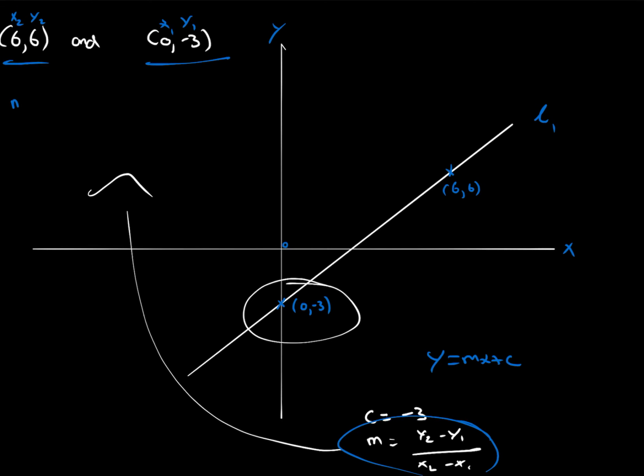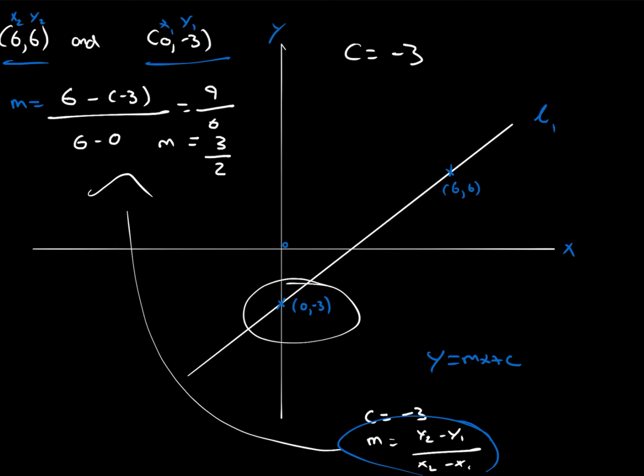So m is equal to 6 minus 3 over 6 minus 0. So this will give us 6 plus 3, which will give us 9 over 6. 9 over 6 can be simplified to 3 over 2. So our gradient is 3 over 2. So now we know that our c is equal to -3, our m is equal to 3 over 2.